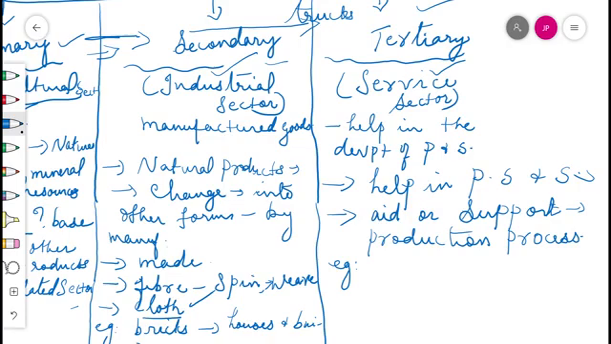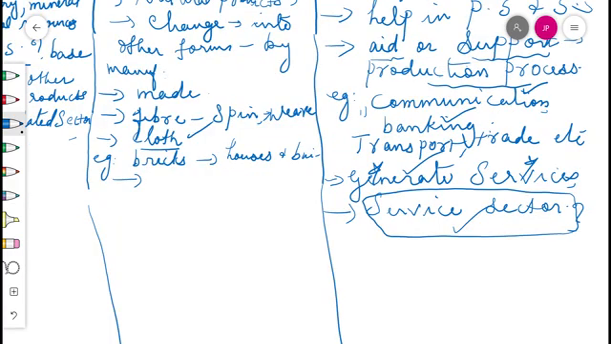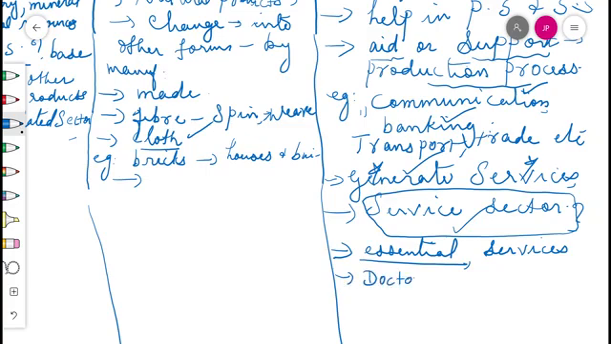These activities generate services rather than goods. Therefore, the tertiary sector is also called the service sector. The service sector includes some essential services, very much needed, that do not directly help in the production of goods. Example, the service of doctors, or else the services of barbers, lawyers, like that.